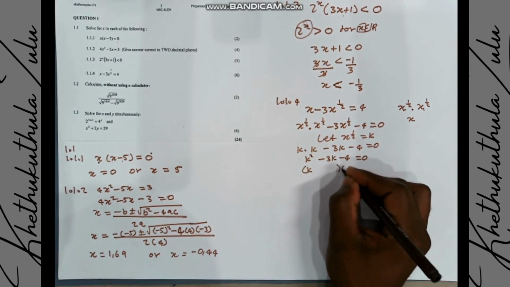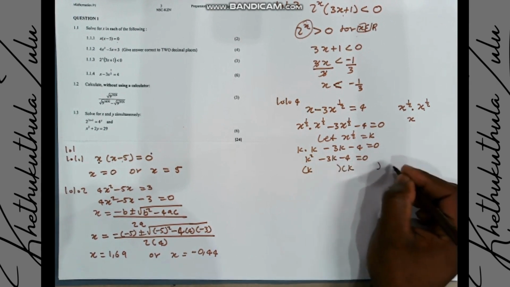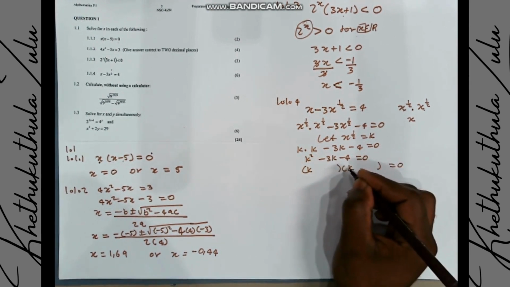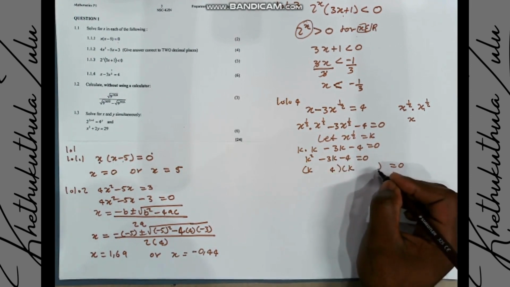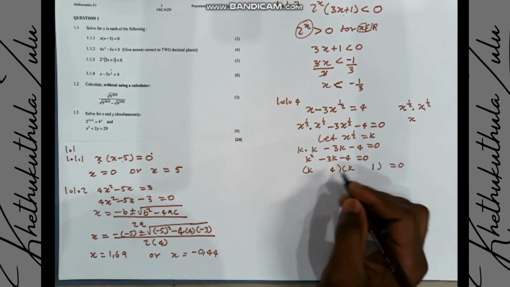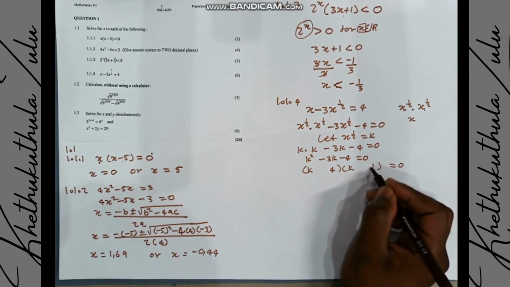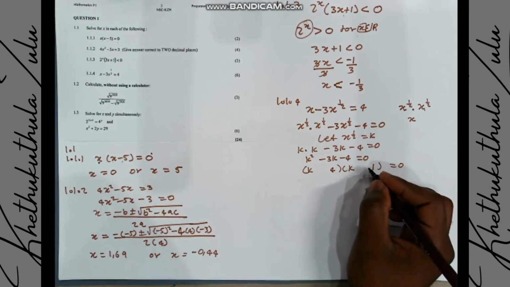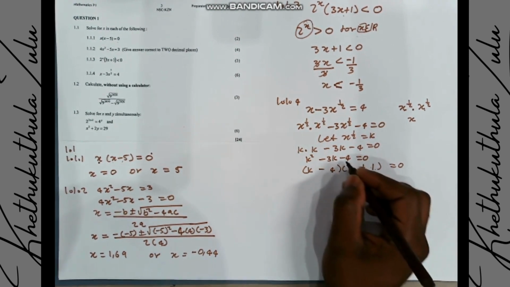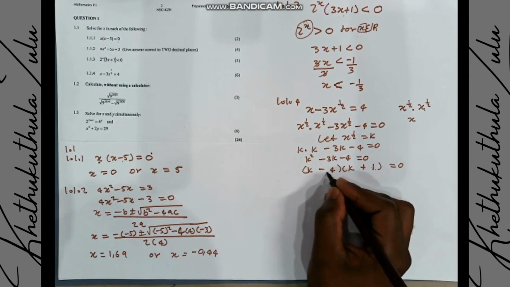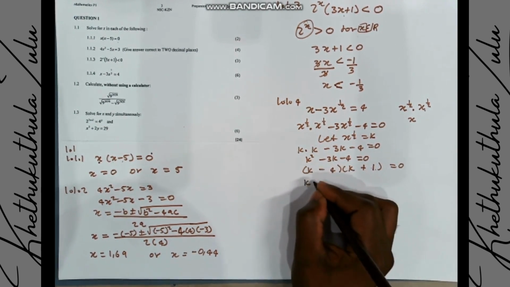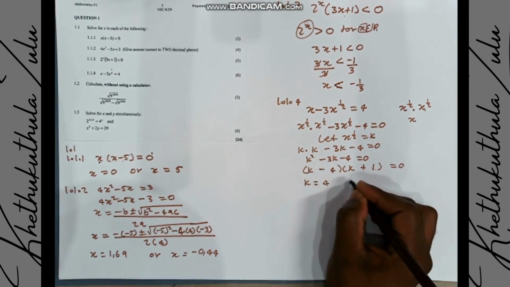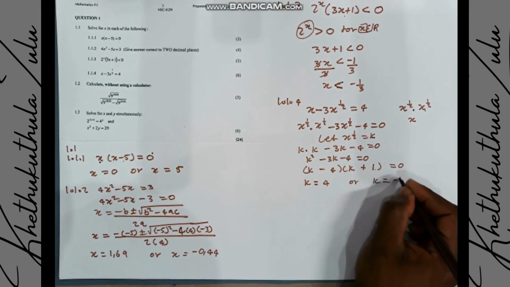(k minus 4)(k plus 1) is equal to 0. The factors are 4 and 1. This times this has to give me negative 4, so I'm going to make one positive and one negative. When I say minus 4 plus 1, it gives me negative 3. So k is equal to 4 or k is equal to -1.